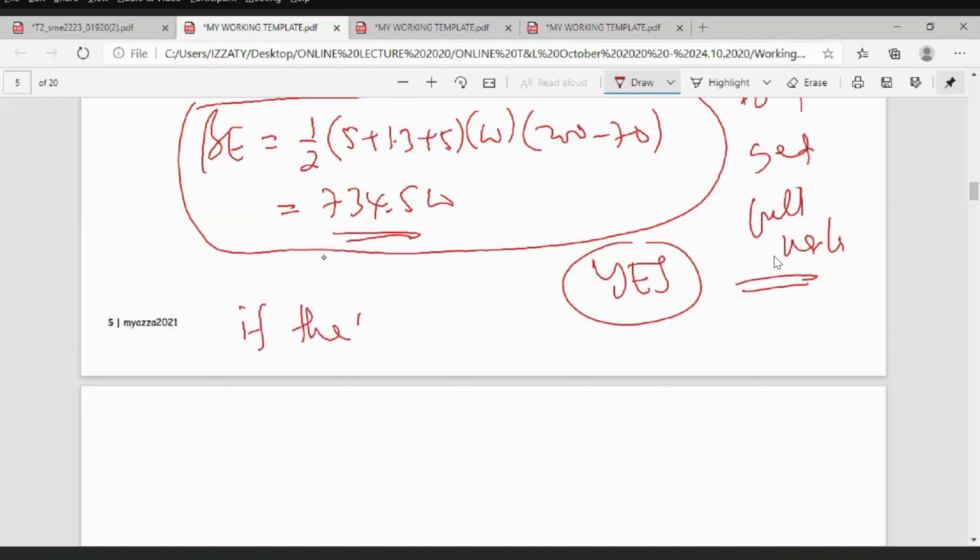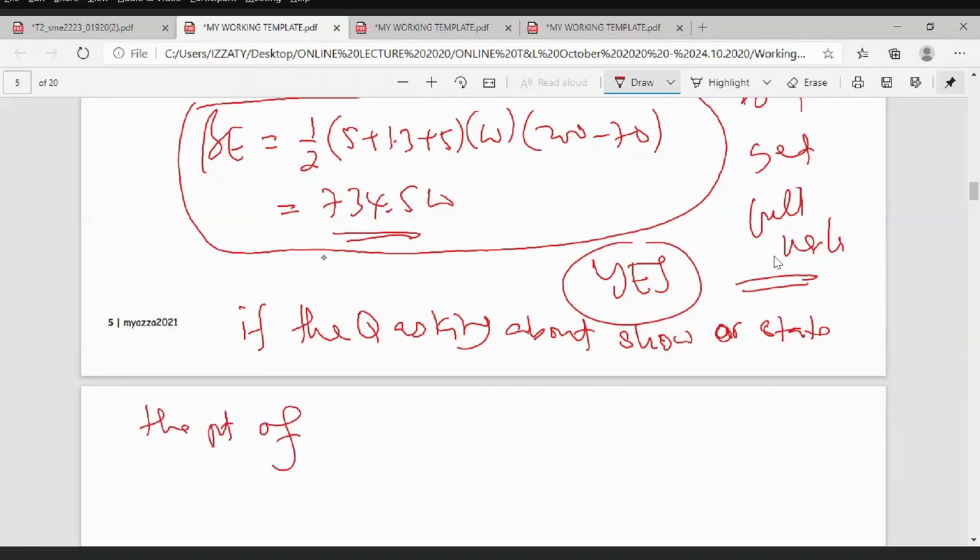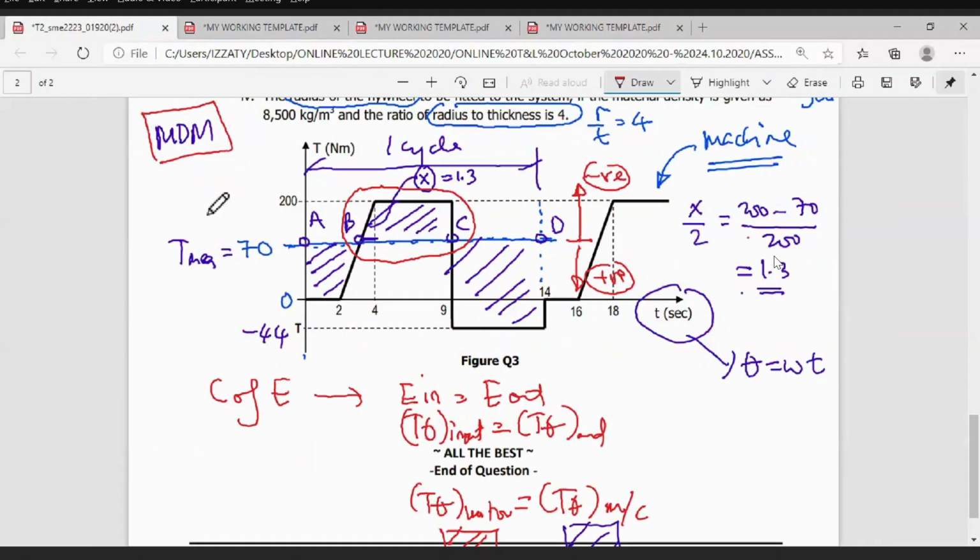But if the question is asking about show or state the point of maximum and minimum, it is very difficult for you to state that, isn't it? Because you do not know where the maximum and minimum will fall. Am I correct?